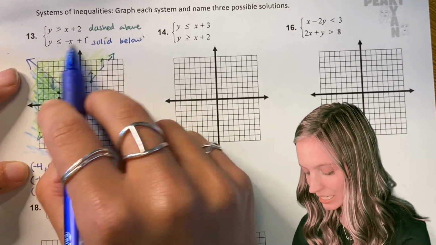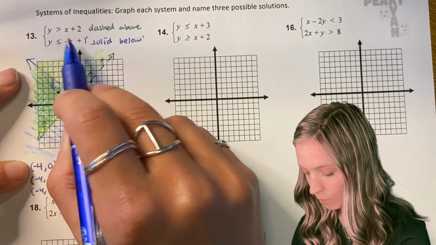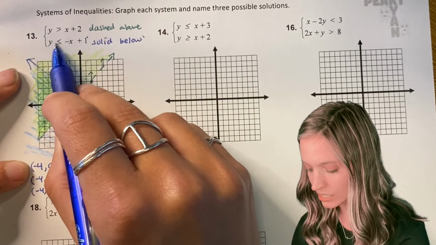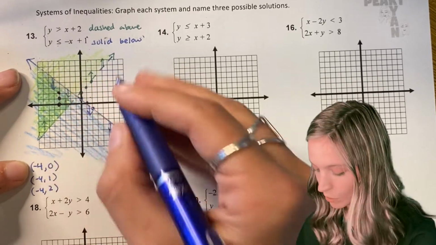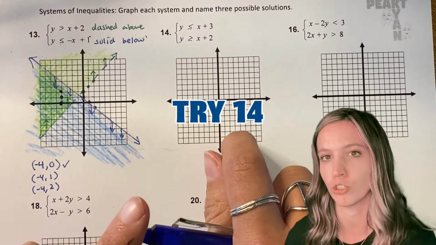Okay, then I would plug it into this next one and make sure it works here. So 0 for my y, negative 4 for my x. So it'd be 0 is less than or equal to 4 plus 1. 0 is less than or equal to 5. Yep, that's true as well. So it checks out. How about you go try this next one?